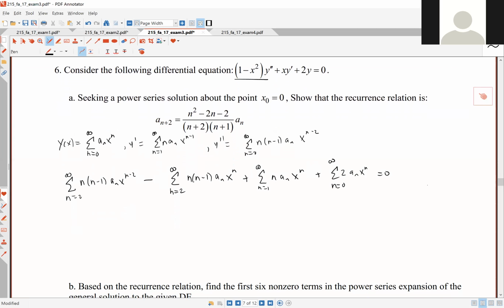Okay, so we shift our indices. Add 2, add 2, add 2, add 2. Subtract 2. That one's ready to go because we want everything to be of the same power. That one's ready to go. And that one is ready to go as well.